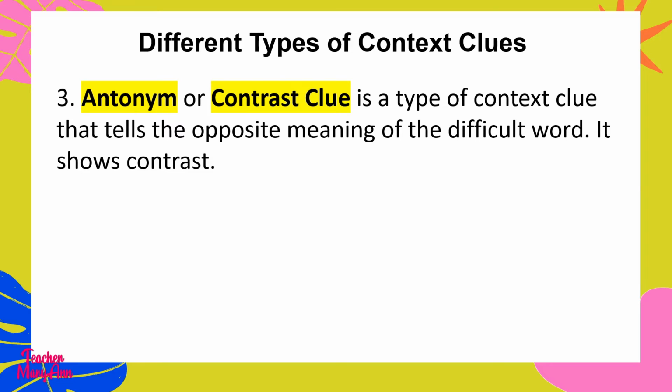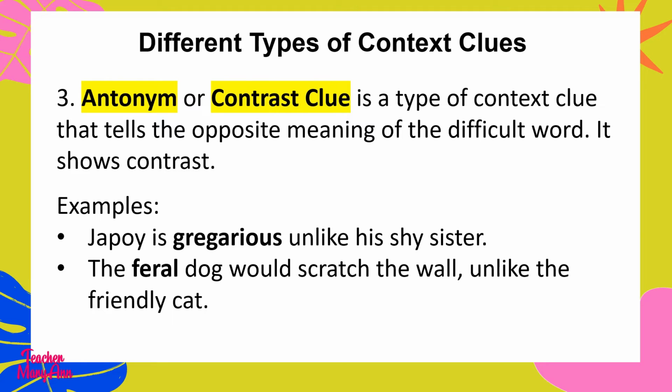Number 3, antonym or contrast clue. It is a type of context clue that tells the opposite meaning of the difficult word. It shows contrast. For example, Japoy is gregarious unlike his shy sister. What is the antonym or the opposite meaning of gregarious? Yes, that is correct. Its antonym is shy. Okay, second sentence. The feral dog would scratch the wall, unlike the friendly cat. What is the antonym of the word feral? Yes, that is correct. Its antonym is friendly.